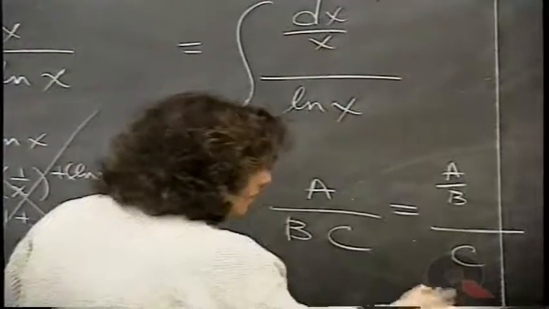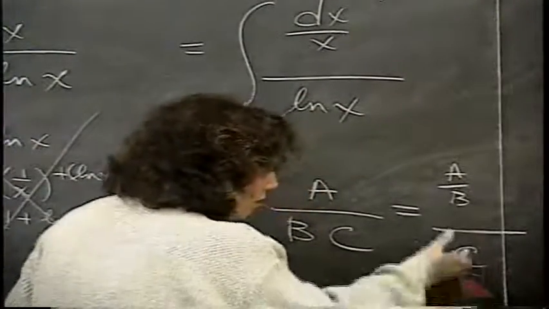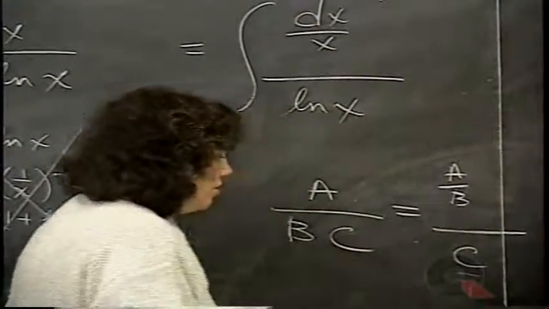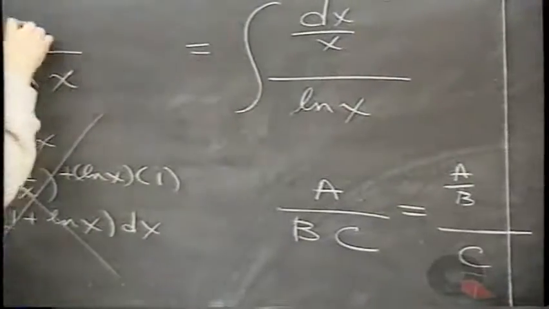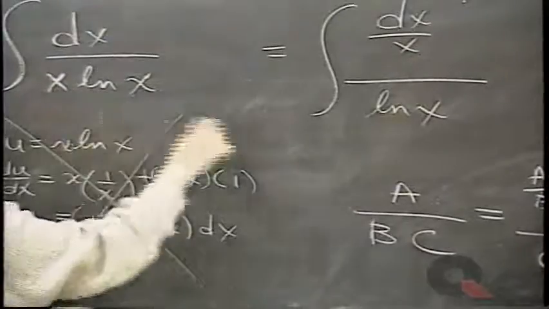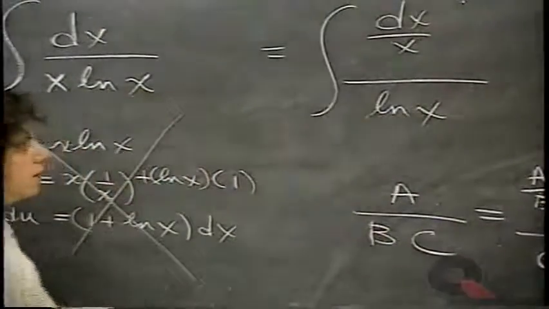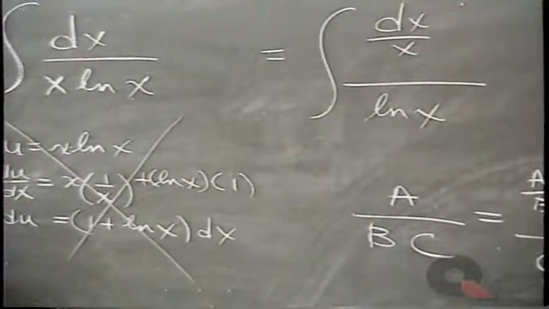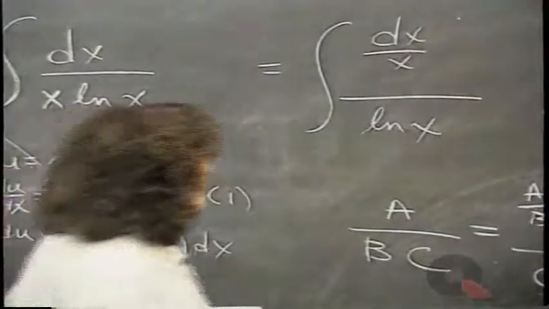Because when you're dividing by c, you're really dividing by c over 1. You can invert and multiply by 1 over c. And that's what I did here. Instead of a over bc, I made it a over b, and I left c alone in the denominator. Now, it's exactly du over u.